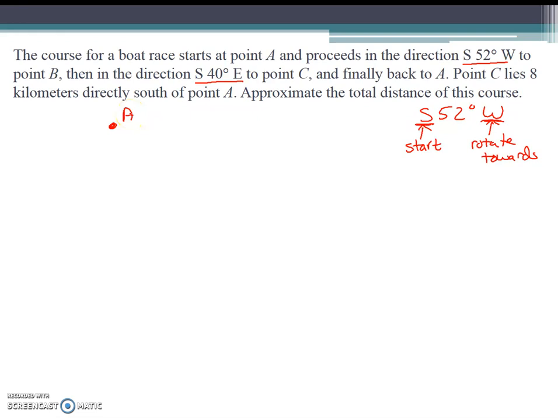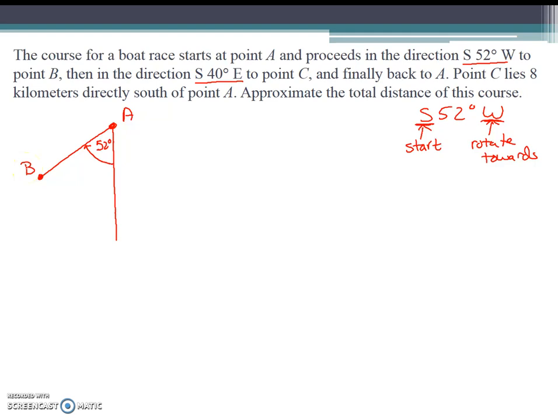and we're going to proceed in the direction south 52 degrees west. It means start by facing south. So you're looking down this way. Imagine that you're looking down this way. And the course goes 52 degrees west of that southwards bearing. So it's going to actually go this way towards point B. And it's this angle that will be 52 degrees because it's south and then 52 degrees towards the west. So that's how you interpret that bearing. And that gets you to point B.